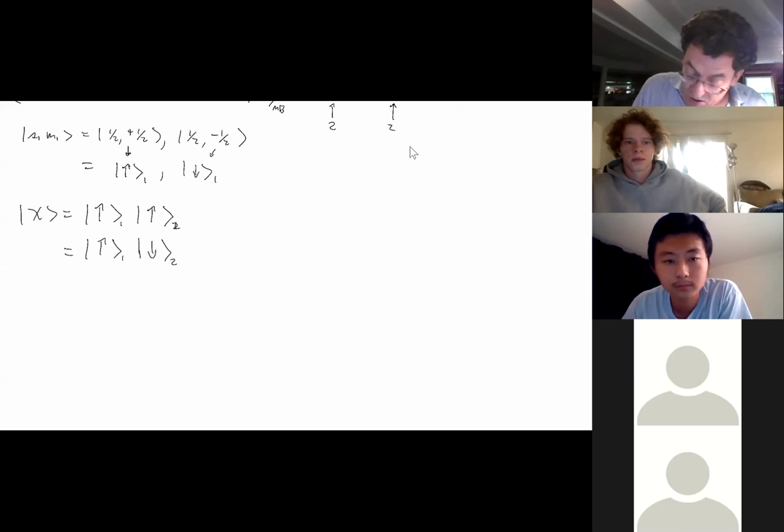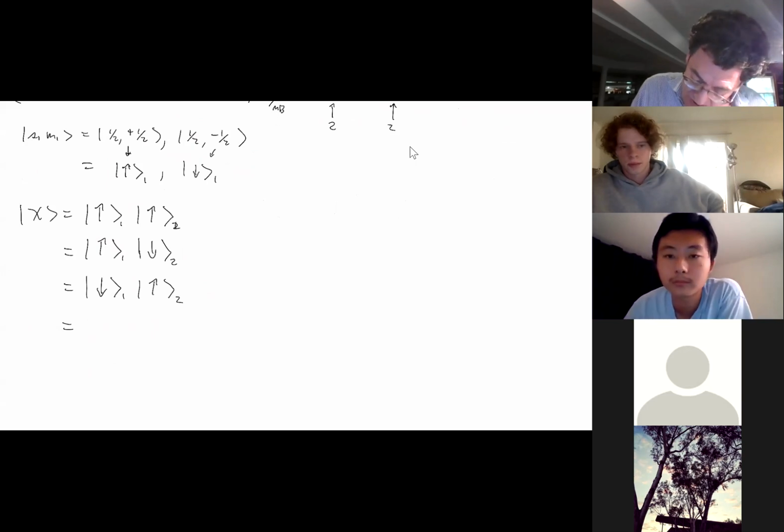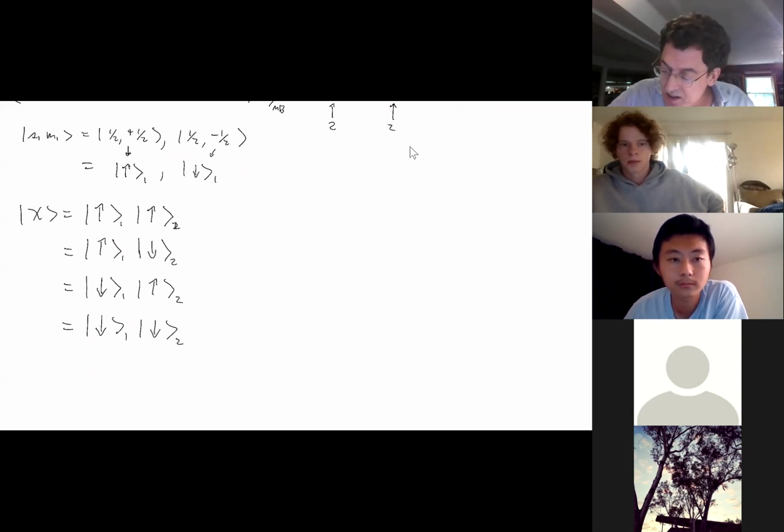Okay, so, or I could do it like this. I could say particle one is down, and I could say particle two is up. Or of course I can say particle two is down, particle one is down, and particle two is down also. Okay, so we got all these possibilities. Those are our four product states. I've just written them out by brute force.